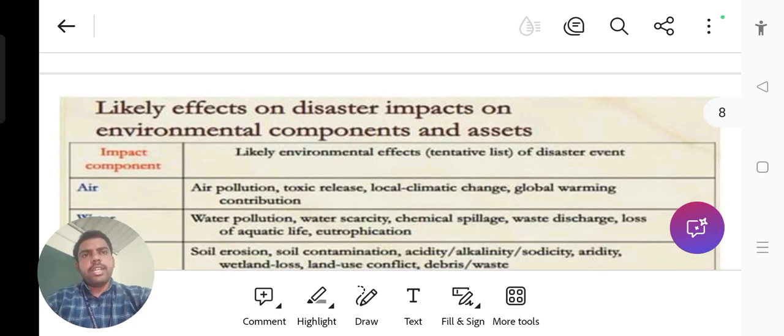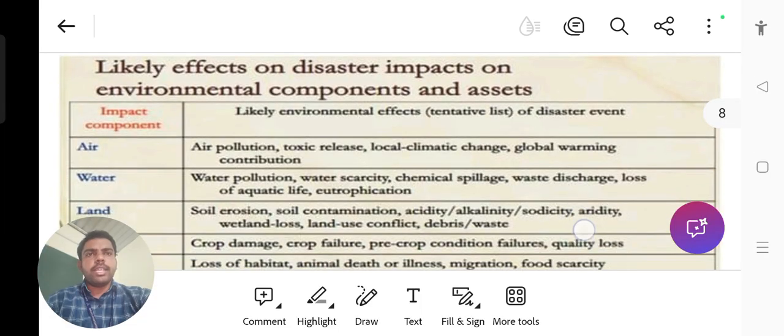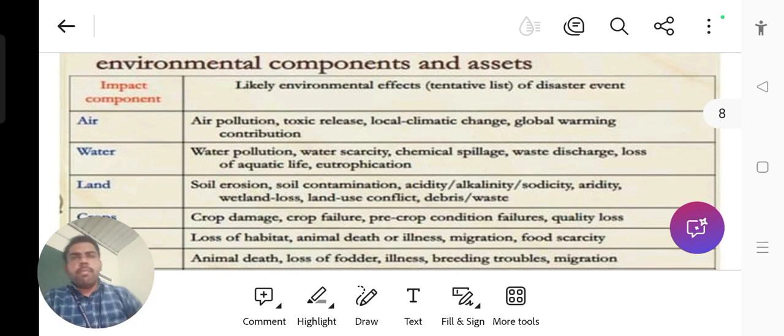Likely effects of disaster impacts on environmental components and assets. See here, we are taking some of the impact components, first of all air. What are the effects on air? Air causes air pollution, toxic releases, climatic changes and a contribution to global warming. These are all hazards formed through air only. So many types of hazards or activities may be involved due to air alone, and the impacts of these hazards are very high.